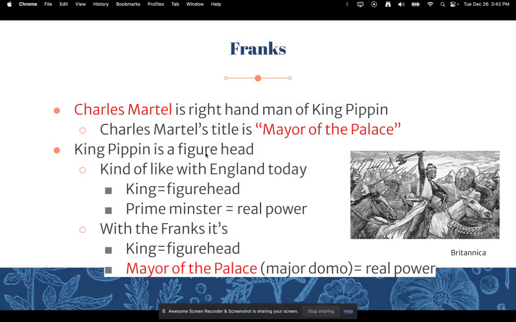And Charles Martel's title is something called the Mayor of the Palace. And King Pippin is just a figurehead. Charles Martel is actually the one with the power. So it's kind of like England today, right? Where the king is more of a figurehead, the person with the real power in England would be the prime minister. So it's kind of the same concept with the Franks. The king is the figurehead, the mayor of the palace is the dude with the real power. And in this case, it's going to be Charles Martel.